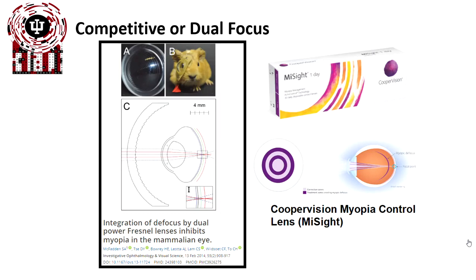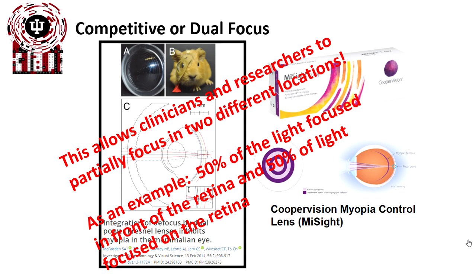Now, how does the eye respond to what we call dual focus or competitive focus? Well, we can do that with experiments to actually change the focal position. We can do that with either Fresnel lenses, bifocal lenses, or multifocal lenses. And we can put part of the image focused in a different location than the other. One example might be to put the light focused in front of the retina in one part and behind the retina in the other part. And we can then see how the eye responds as far as its growth. We actually do this in humans as well, through bifocal contact lenses where we put the images at different parts to use for myopia control. So this allows clinicians and researchers to partially focus in different locations.